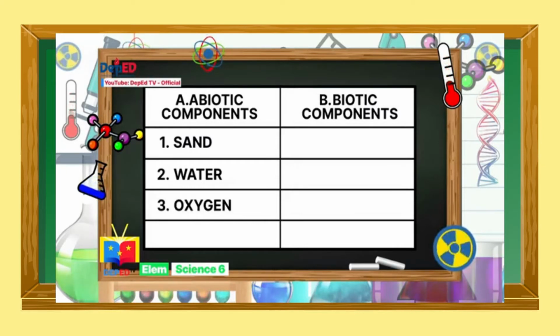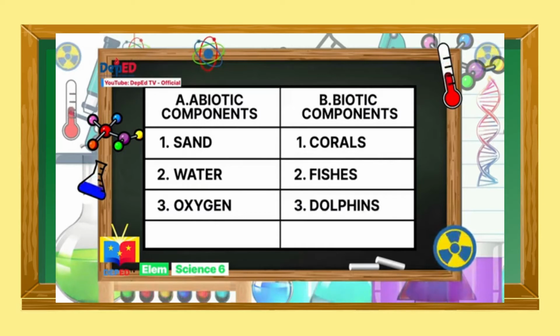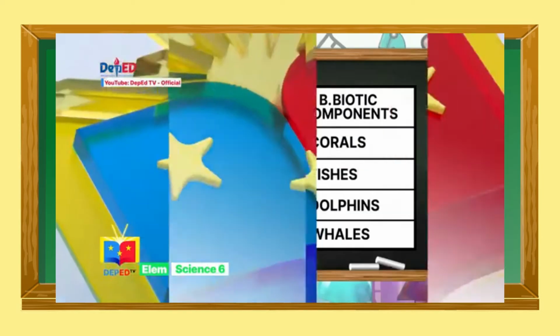Now, let's answer column B, biotic components. The biotic components found in the coral reef ecosystem are, very good, the first biotic component found are the corals. The second biotic component found are the different kinds of fishes. The third biotic component found are mammals like dolphins and whales.